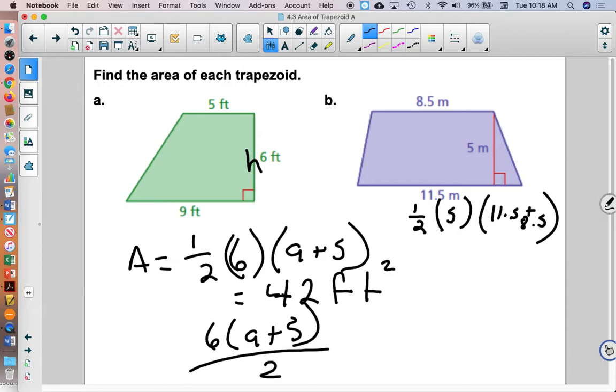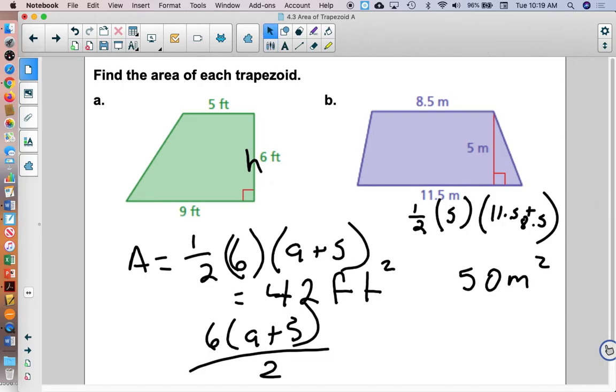I see that walking around. So grab your calculator, especially if you did not get 50 meters squared. You're going to start out by putting in 1/2. You're going to do the 1, and then you're going to use the fraction symbol for the 2. So you got 1/2, right? Hit the times button. Times the 5. Times button. Now, I need it to combine the 11.5 and the 8.5 before it multiplies it by anything else, because that's a combined measurement.